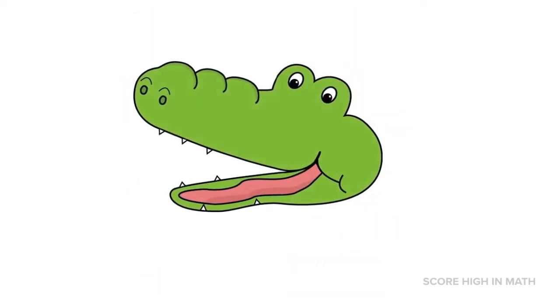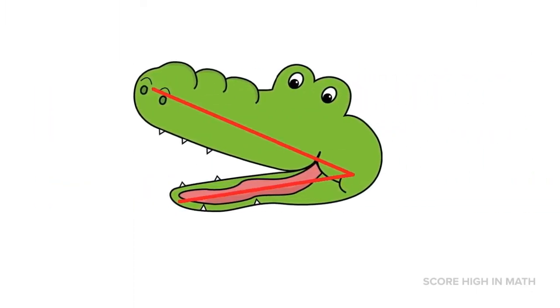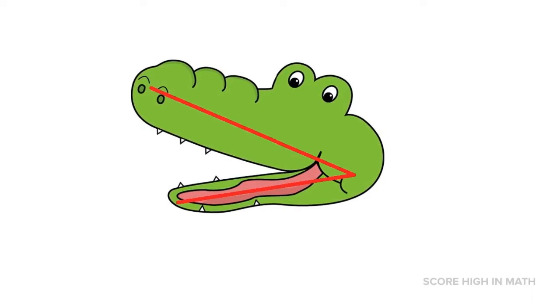Always remember the mouth of an alligator. The mouth will always face the bigger number. Remember this so that you're not going to be confused. The mouth of an alligator will always eat the bigger number.